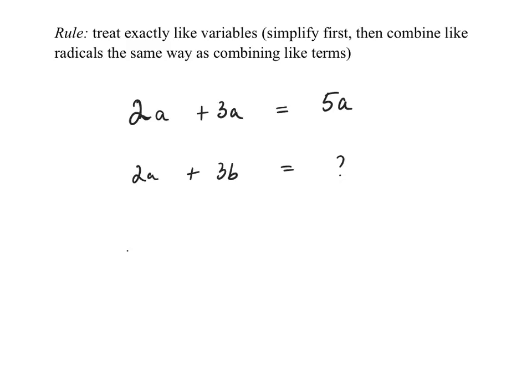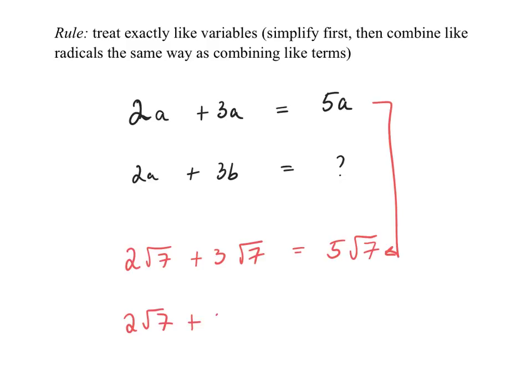For example, 2 root 7 plus 3 root 7 is 5 root 7s. I use the exact same rule as I do with variables that are like terms. So if I had another setup that looks similar, but instead I have 2 root 7, and now it says plus 3 root 6. Are these like terms? Not like terms. So I cannot combine these values.